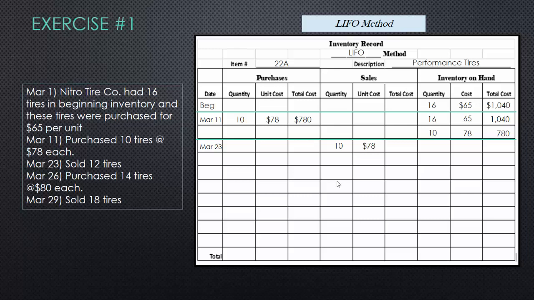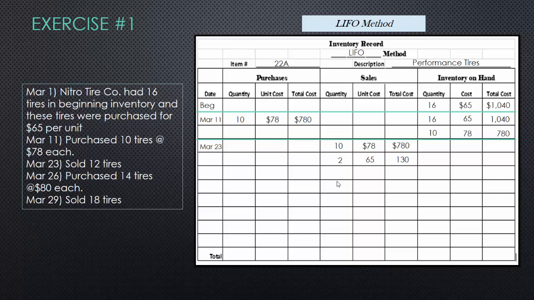So let's sell all 10 of those $78 tires and have a total cost of goods sold from those 10 tires of $780. But we didn't just sell 10, we sold 12. So we also need to sell 2 tires from our beginning inventory, which had a unit cost of $65 a piece, or a total cost of $130, bringing our total cost of goods sold from this transaction to $910.